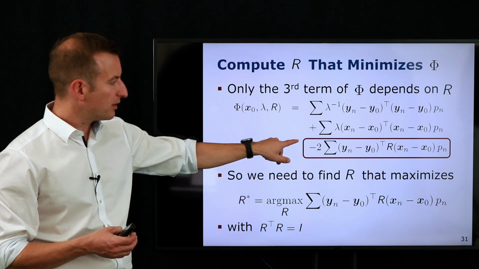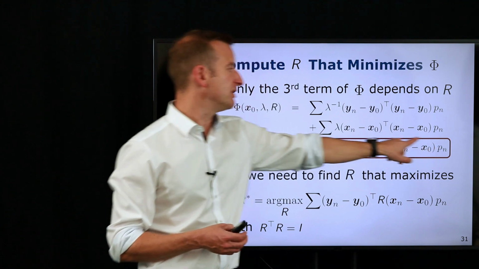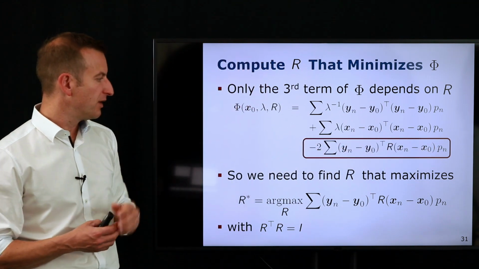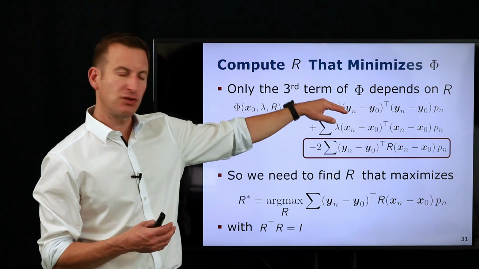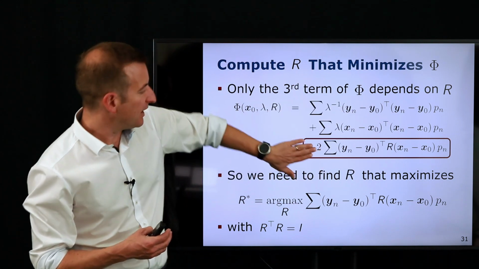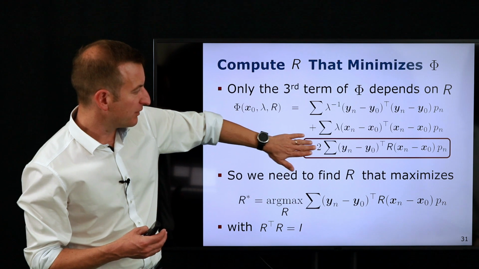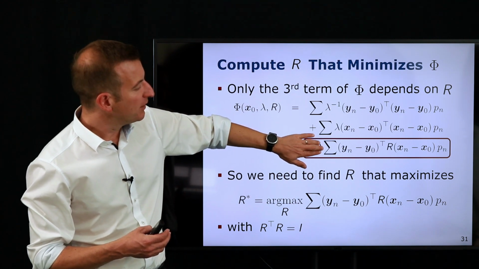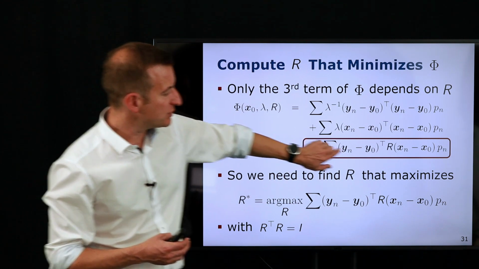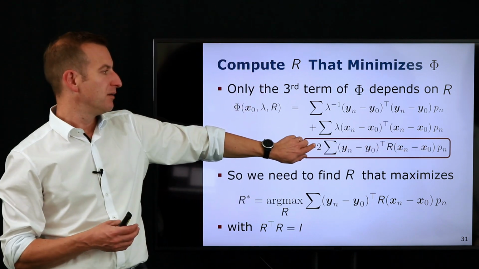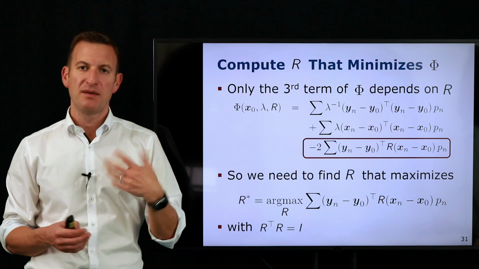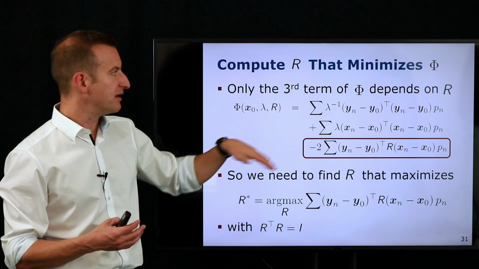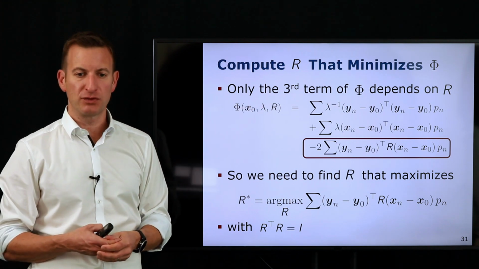So the only part which depends on R is actually this expression down here. So if we want to minimize this overall term, we need to maximize this expression without the sign over here. Or actually, this 2 can also go away. So finding the rotation that maximizes this term means we have found the rotation matrix that minimizes the overall term.